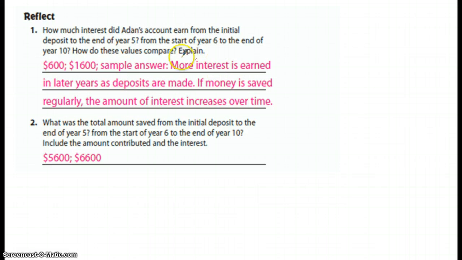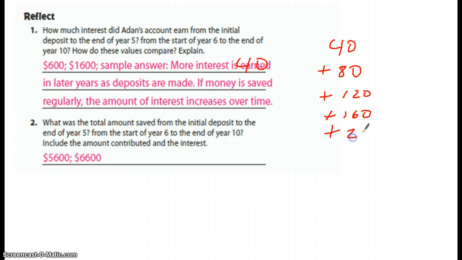Okay, so I hope you were able to come up with these figures. If you look at how much interest did he earn from the end of year one to the end of year five, so we're looking at year one to year five, what I see from that time span is 40 plus 80 plus 120 plus 160 plus 200. We add all this up, we should get $600.